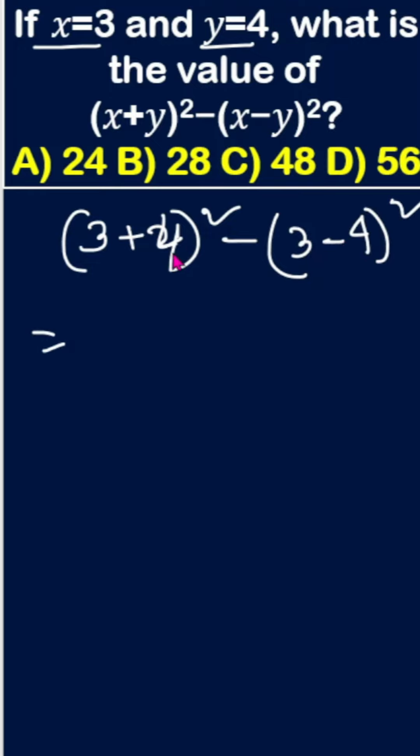So 3 plus 4 is 7 square, it means 49, and minus 3 minus 4 is minus 1 square, which means 1. So our answer is 48.